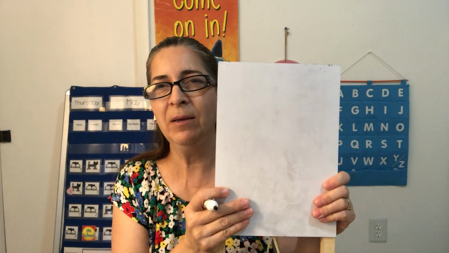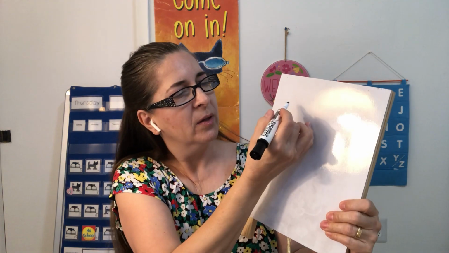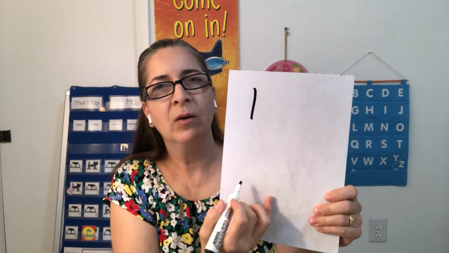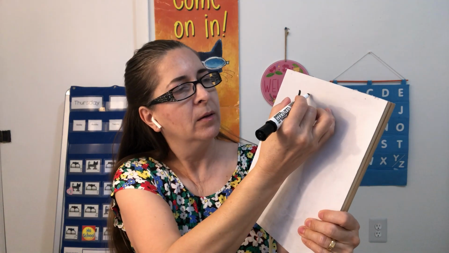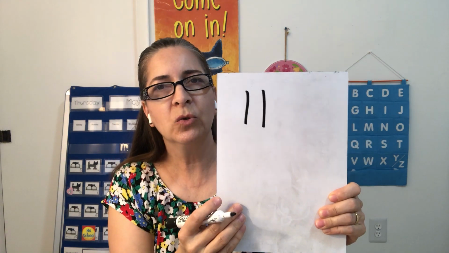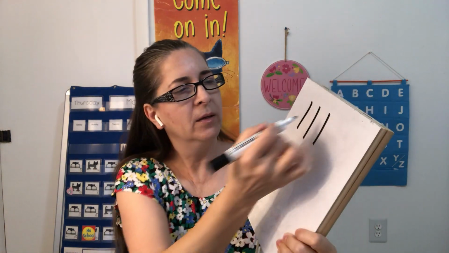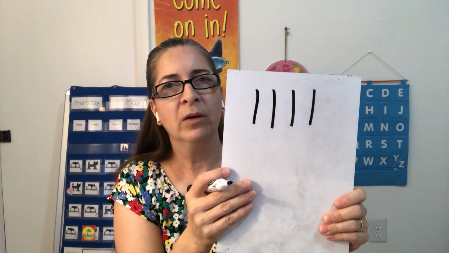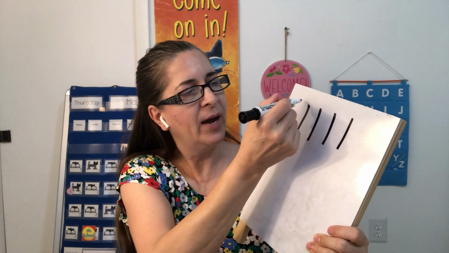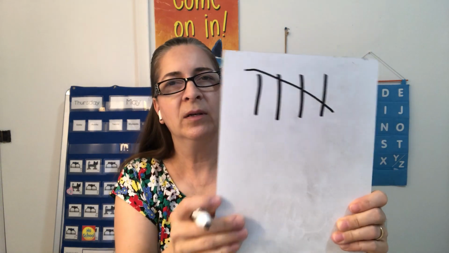Next, let's remember how to do counting using tally marks. Remember how to tally? So, 1, 2, 3, 4, and remember number 5 is a cross.